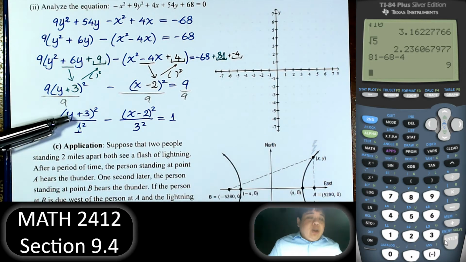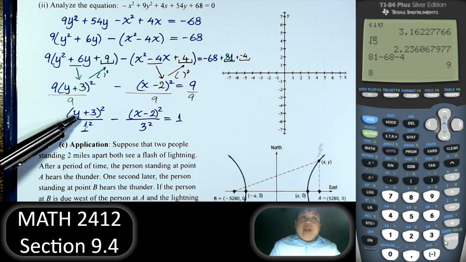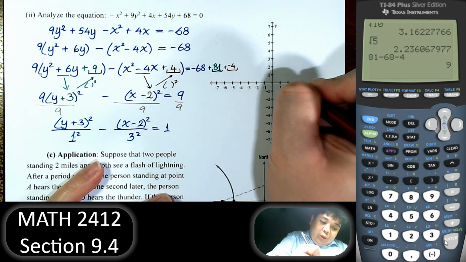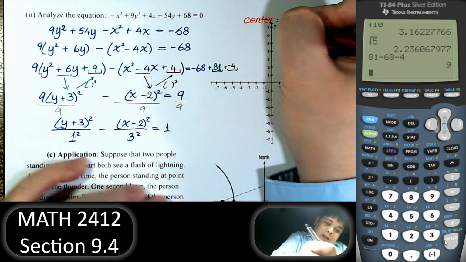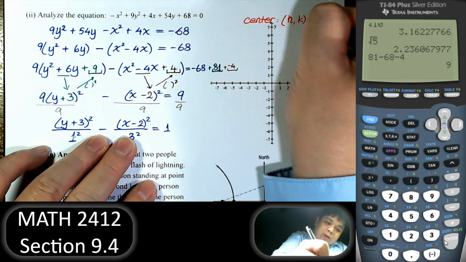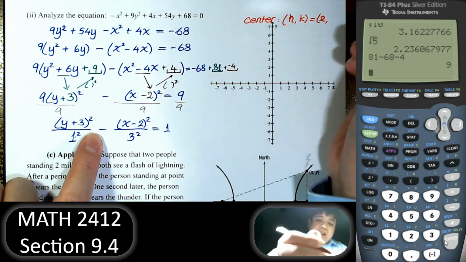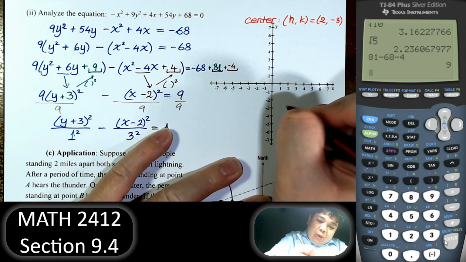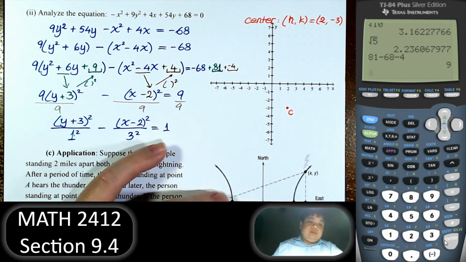Right, so from this equation we can get the center: 2 on the x-axis and negative 3 on the y-axis. So the center would be x equal to 2. h and k: 2 for the x component, and y plus 3, so y minus negative 3. So the center is x equal to 2, y equal to negative 3. This is the center.